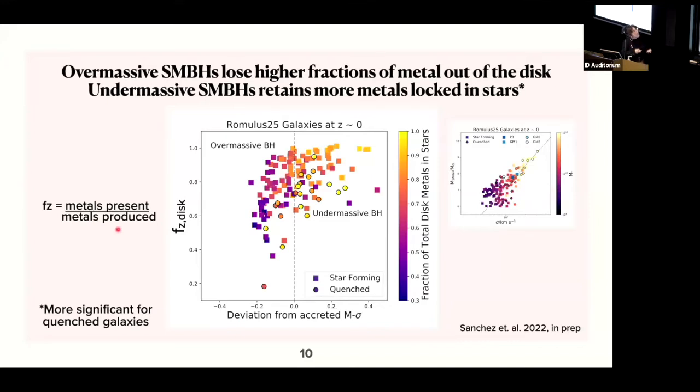There's an interesting relation that you can see in both the star-forming galaxies and the quenched galaxies, where galaxies that contain overmassive supermassive black holes lose a higher fraction of metals out of the disk compared to galaxies that have undermassive black holes. In addition, look at the color scale that I've used: this is the fraction of total disk metals in stars, so what fraction is retained, and what phase is it in? In the galaxies with undermassive black holes, most of the metals that are still in the disk or the central region are locked in stars, whereas in galaxies with overmassive black holes, these metals are still in the gas phase.